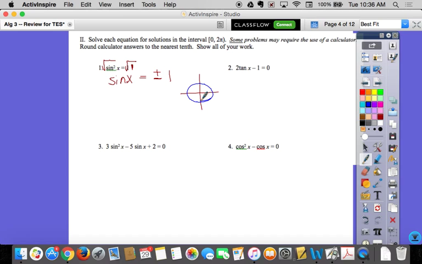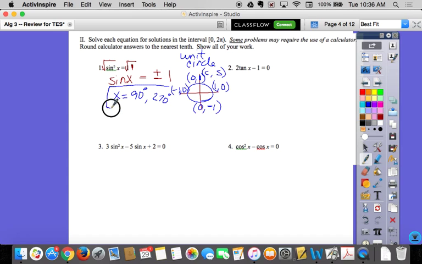When sine is 1, that should tell you unit circle. Remember, sine is the second one, because the first number is cosine and the second number is sine. So this is 1, 0. This is 0, 1. We have a positive 1 there, so 90 degrees is one answer. Then down here we have negative 1, 0, then 0, negative 1. There's the other one at 270. So there's our 2 answers. We have a positive 1 at 90 and a negative 1 at 270. We're done.